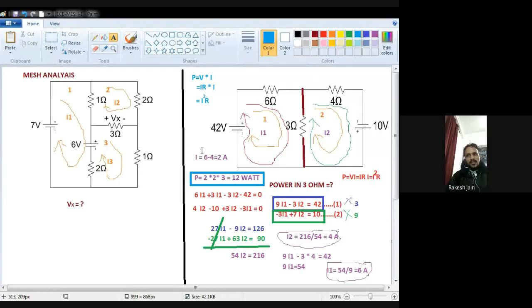Is it clear, Amit? I is equal to 2, how? Okay, yes sir, you understood. Why is I equal to 2? Because one current is 6 ampere, the other current is 4 ampere, and the direction is opposite, so we have to subtract: 6 minus 4 is equal to 2 ampere. Can you understand now, Amit Kumar?